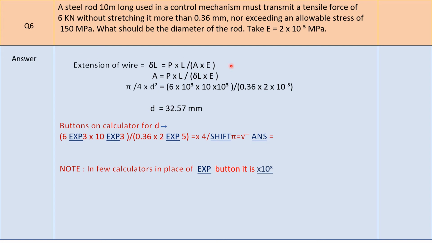And in the exam you have to write only whatever I am showing in the black. All these things are for your information, which you don't have to write. Again, I'm telling you: if you don't have the exponential button as exp, then you have to press the button into 10 raised to x. Few calculators have this button and few calculators have this button. Now let us come to the next problem.